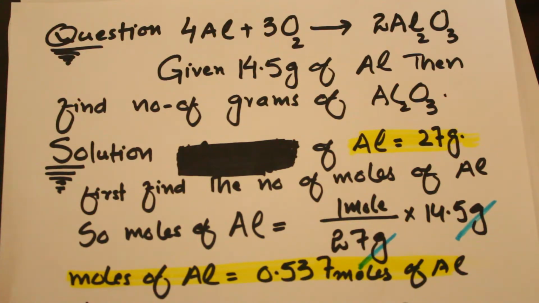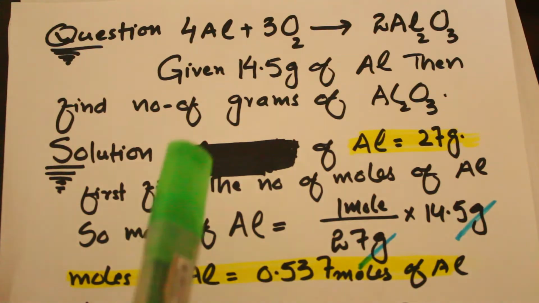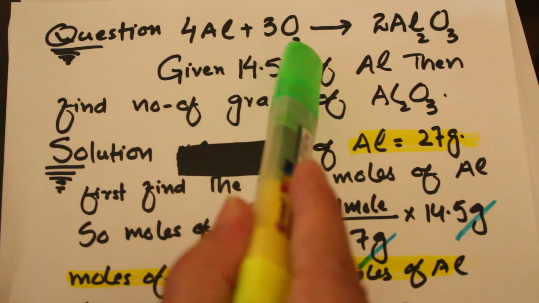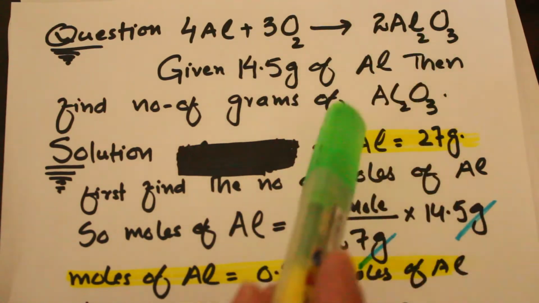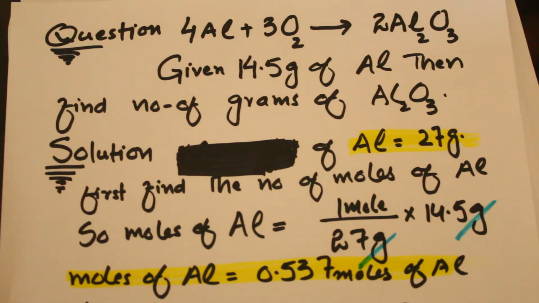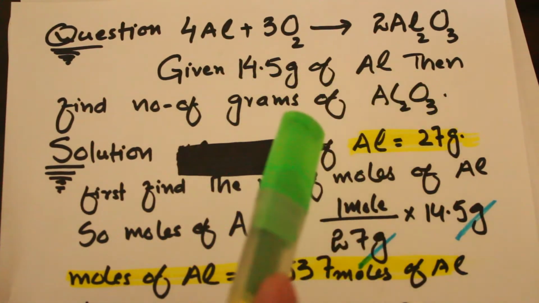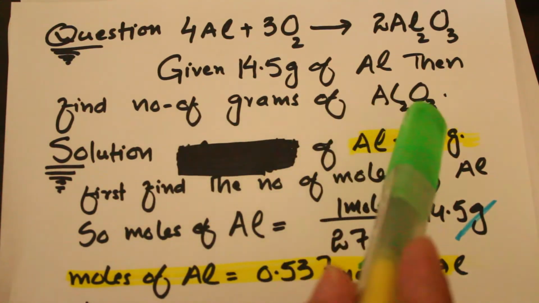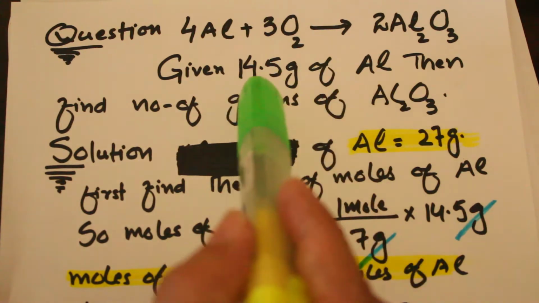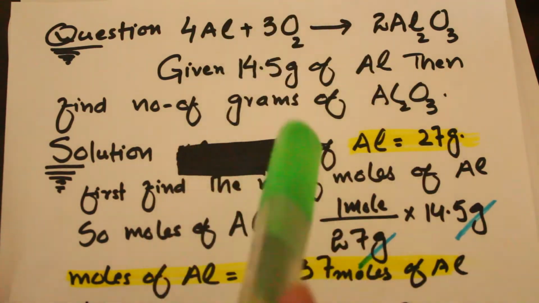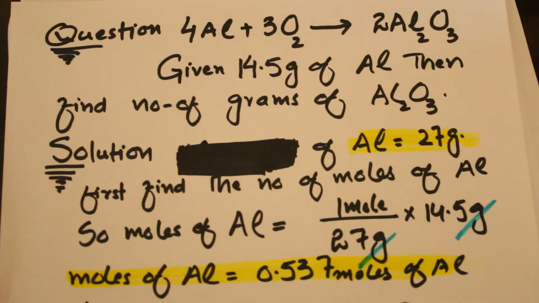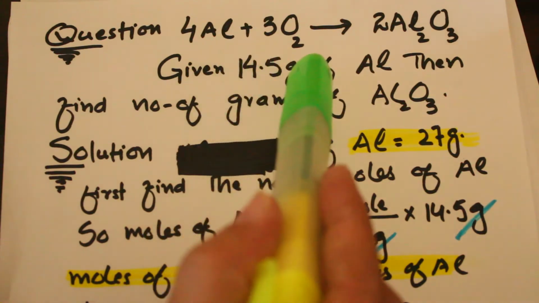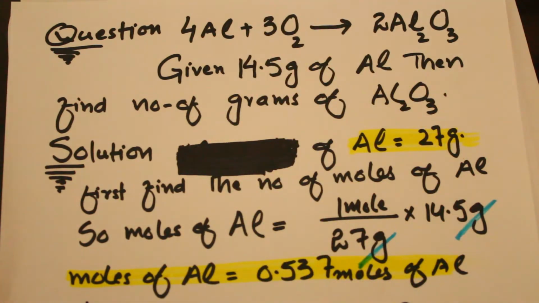Today we are going to discuss a very simple numerical problem in which 4 moles of aluminum react with 3 moles of oxygen, and it gives us 2 moles of aluminum oxide. So this is the balanced chemical reaction. According to this reaction, we are given 14.5 grams of aluminum, and we have to calculate the number of grams of Al2O3, or aluminum oxide, formed when 14.5 grams of aluminum reacts with a particular amount of oxygen.